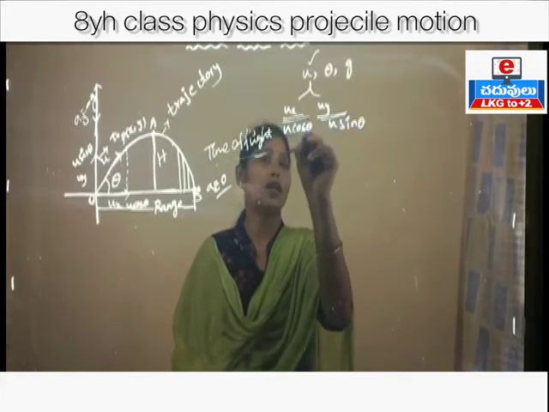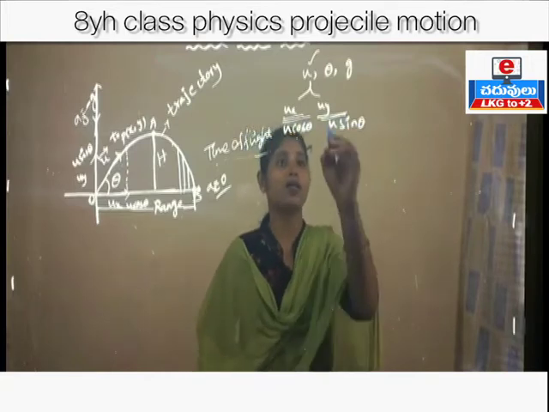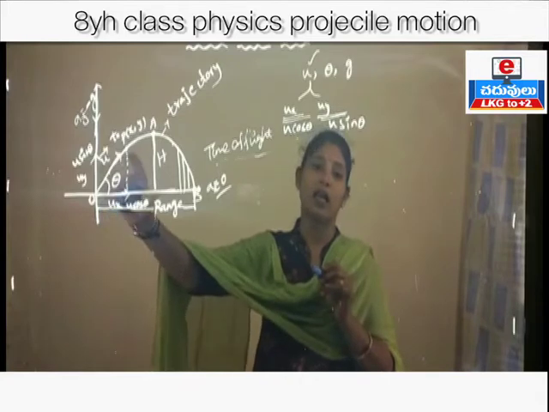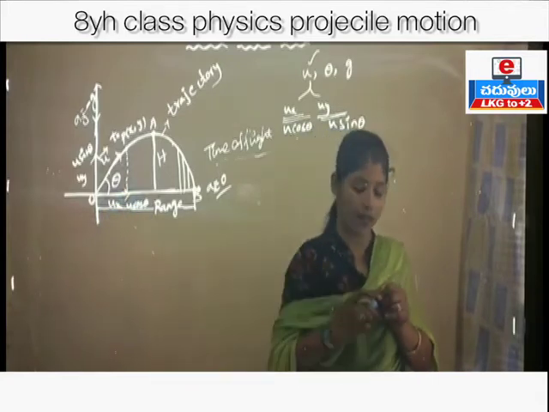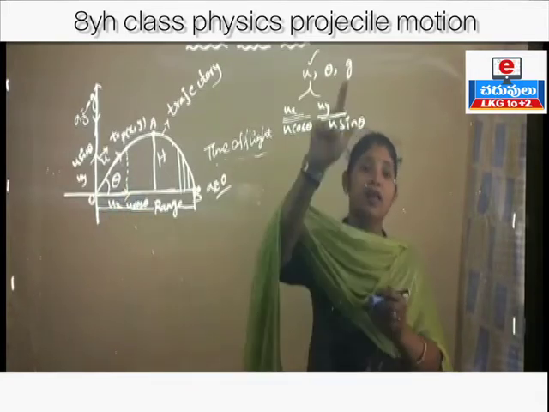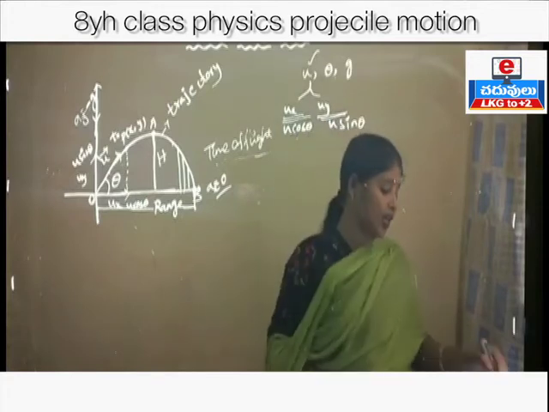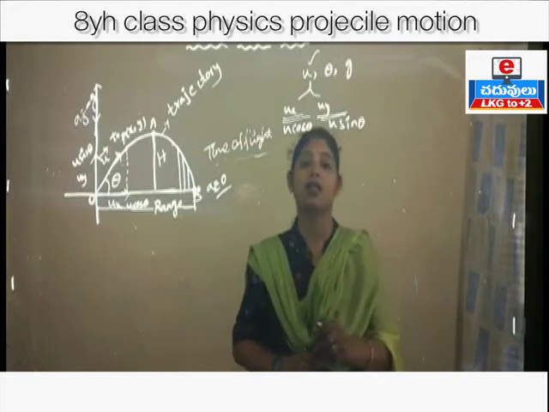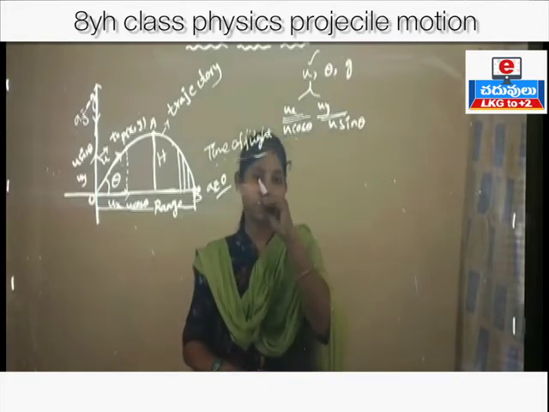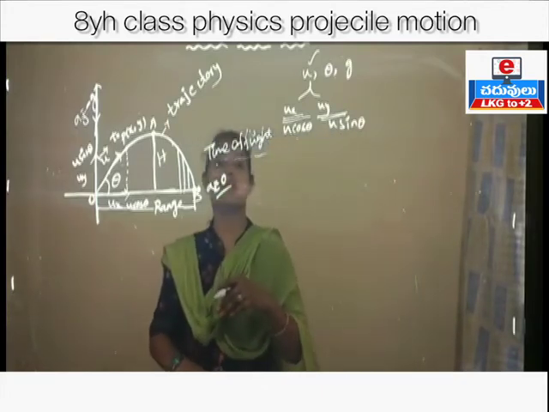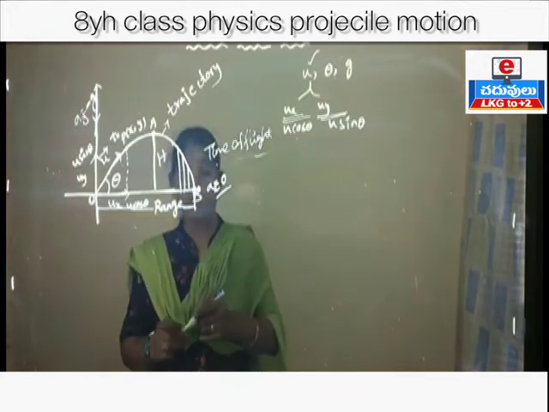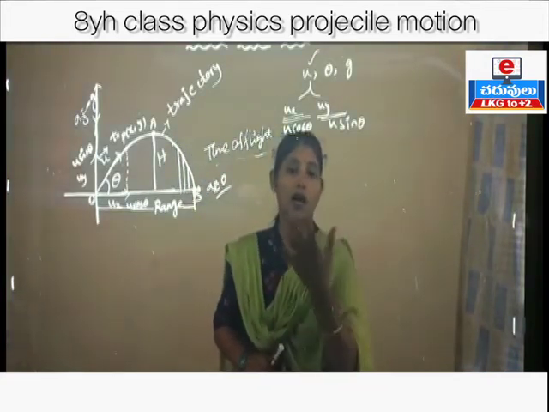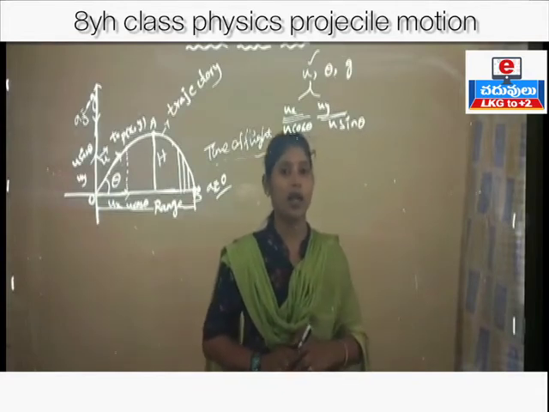ux is equal to u cos theta, and uy is equal to u sin theta, and theta means the angle the projectile makes with the horizontal surface. g acts along the vertical direction, and along the horizontal direction there is none. So from this we have to find the projectile equations along the horizontal direction and along the vertical direction.